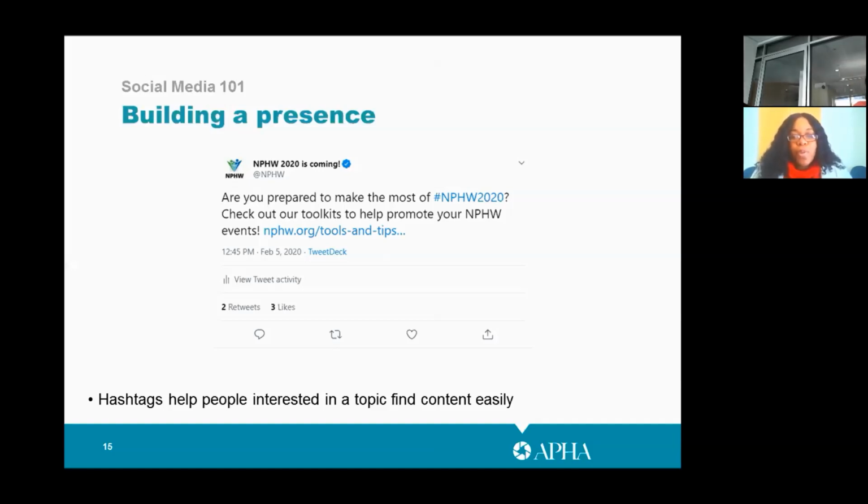Hashtags are also searchable. I want to make that a point as well. So if you're on Twitter, you can go ahead and just search up a hashtag, and then you can find any tweet, any Instagram post, maybe any Facebook post related to that hashtag. So it's usable on a variety of social media accounts, not just Twitter.